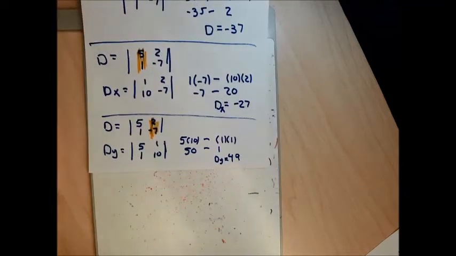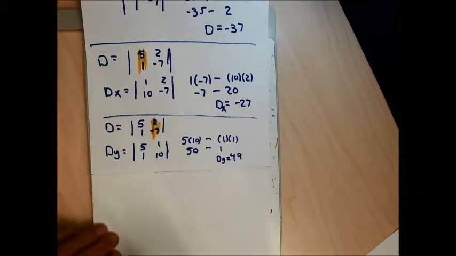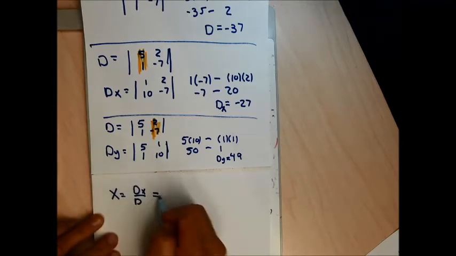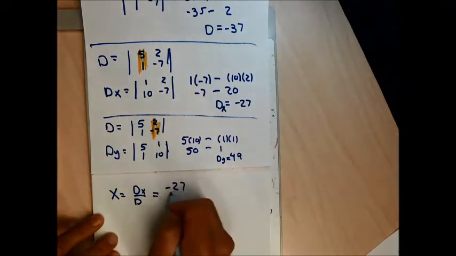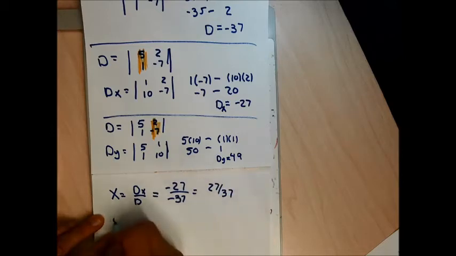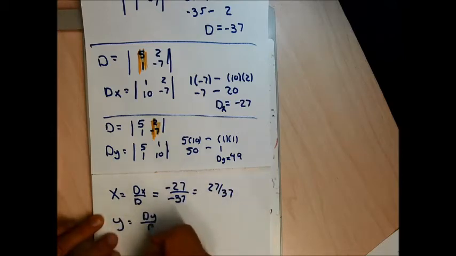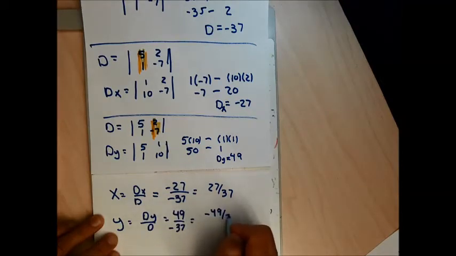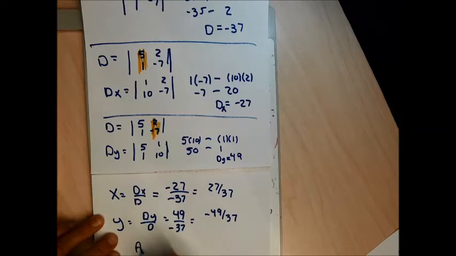Now I know I can find x, which I've already done, and I could find y. X is D sub x over D. D sub x is negative 27. D is minus 37. The two negatives cancel and become positive. Y is D sub y over D. D sub y is 49. D is minus 37. I'd probably move that negative up to the numerator, but that's all I do for that. So my answer is going to be x equals 27 over 37, y equals minus 49 over 37.